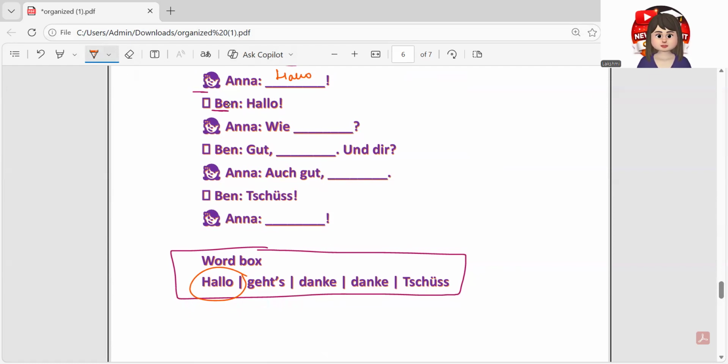Anna will say hallo. Now Ben is saying hallo. Anna is saying Wie geht's. Which option? Yes, that's correct. Wie geht's means how are you? And that is the informal way. Now Ben is saying gut, good, danke, good, thanks, und dir, and you. Anna is saying auch gut, auch means also. Gut means good, also good, and thanks. Danke. Then Ben is saying tschüss. Tschüss means bye. Then Anna will also say tschüss. Bye bye.